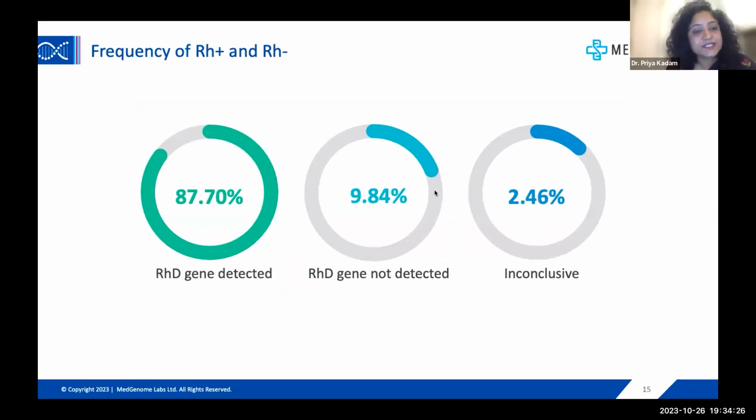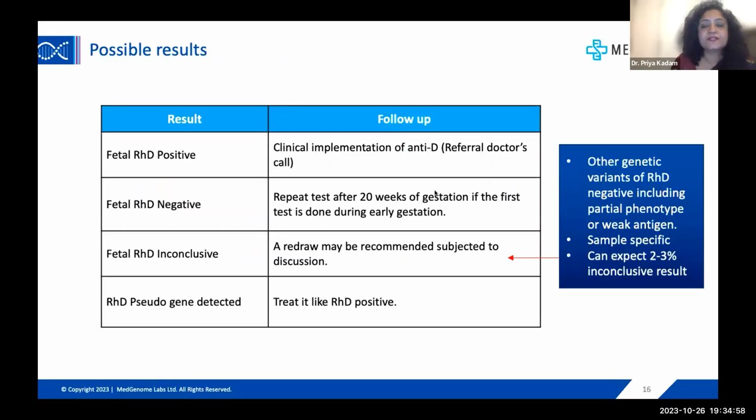The RhD gene is detected in about 87% of the cases. About 10% of our samples are actually Rh negative. Now, we have also looked at the data collected from other regular testing of Rh genotyping as well. Regular Rh testing, which is about 11%. And we have found about 2.4% of the cases which are inconclusive. The reason for inconclusive results has also been discussed by Dr. Neha. So what are the types of results you can expect once a sample is sent for RhD genotyping?